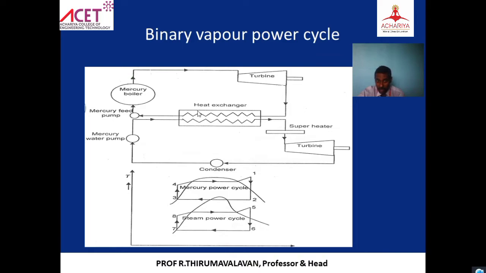So what will happen? The water takes the heat from the mercury vapor. This water becomes vapor again. The water which is entering the heat exchanger at room temperature takes the heat from the mercury vapor, because the mercury vapor condensation temperature is higher than 350 degrees centigrade, right? So it takes that heat. Water is converted into vapor. The mercury becomes liquid.